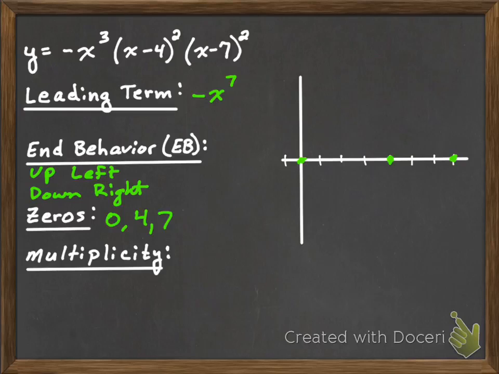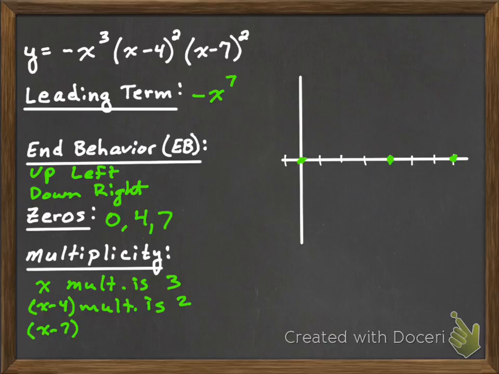The multiplicity, x has a multiplicity of 3. X minus 4 has a multiplicity of 2. And then x minus 7 has a multiplicity of 2 as well.